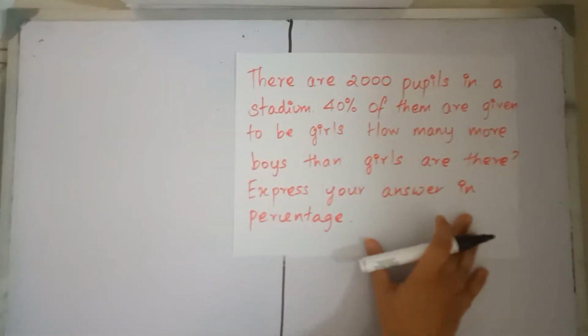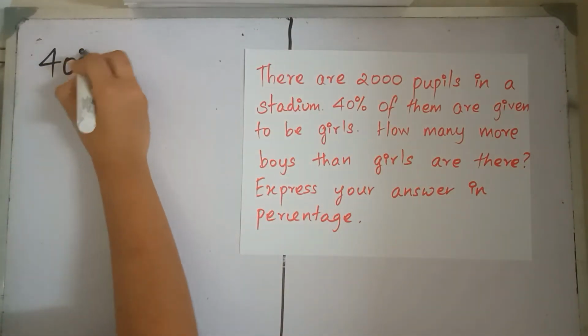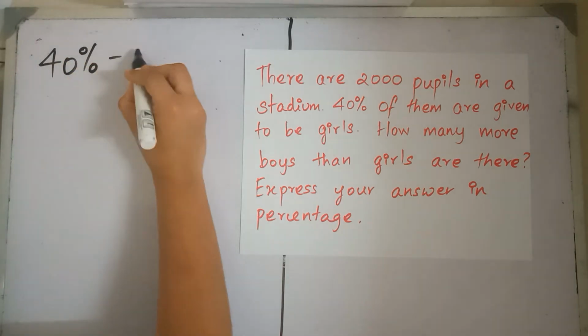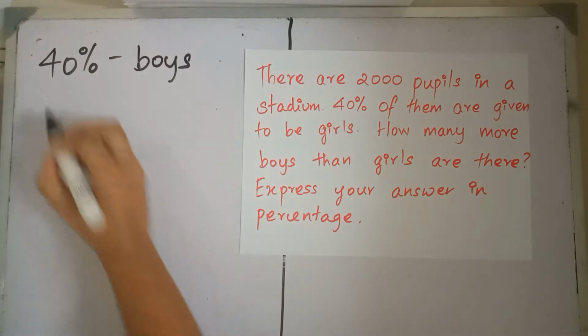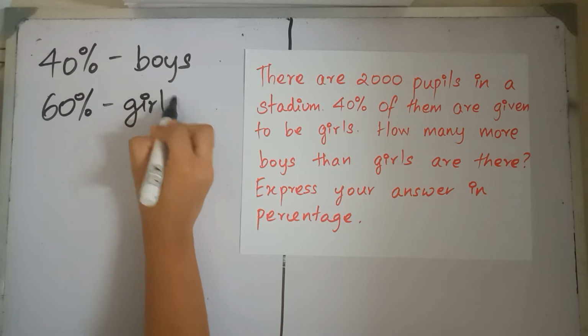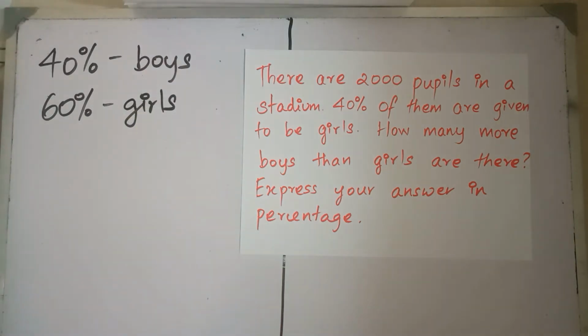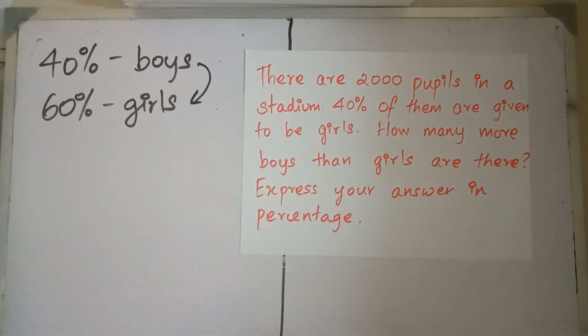Okay, so let's look at the data. It states that 40% of the people are girls. Then obviously the rest, the 60%, must be boys. They want to know how many more boys than girls there are in the form of percentage. Okay, so let's look at it in one way.